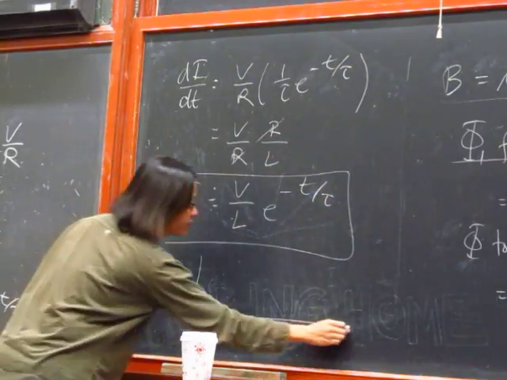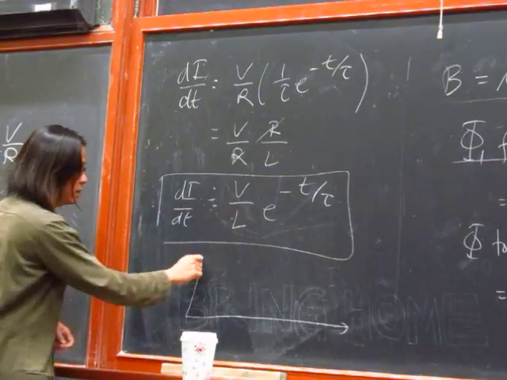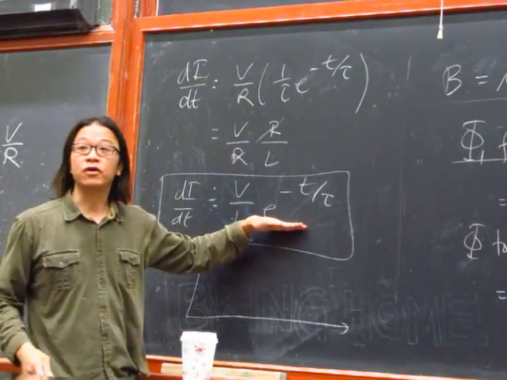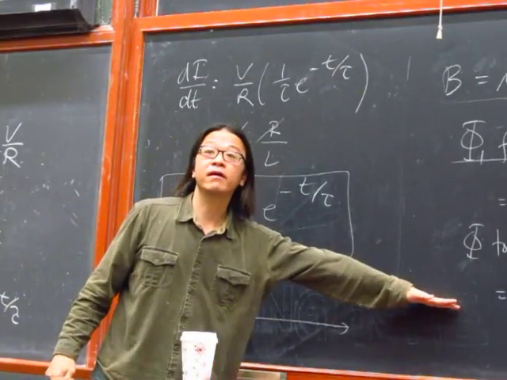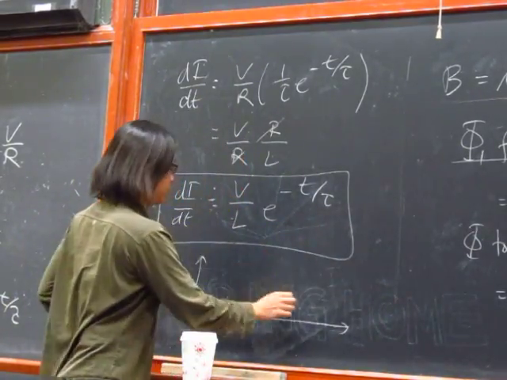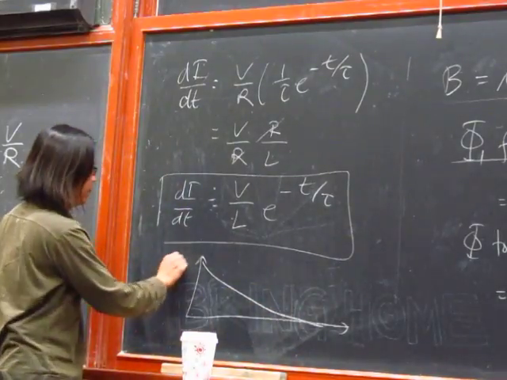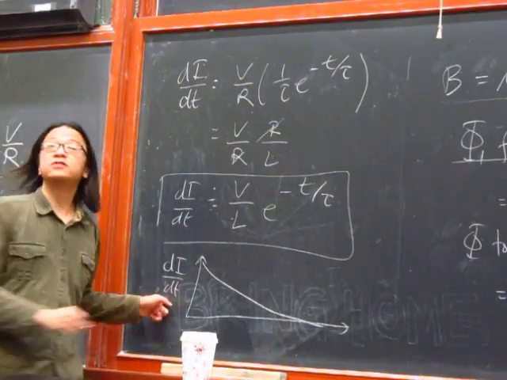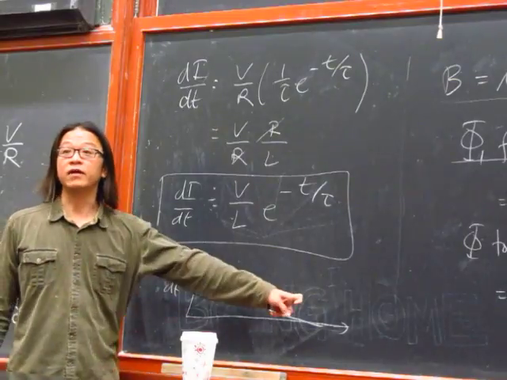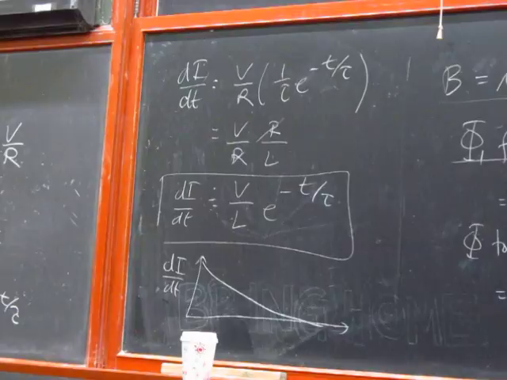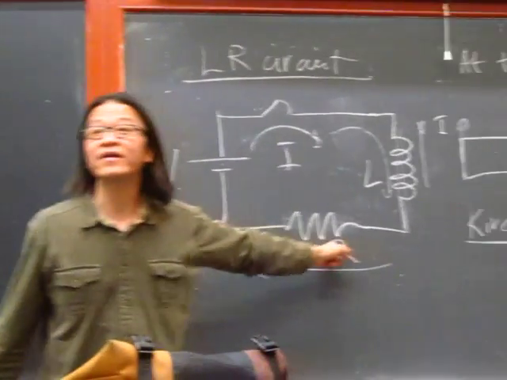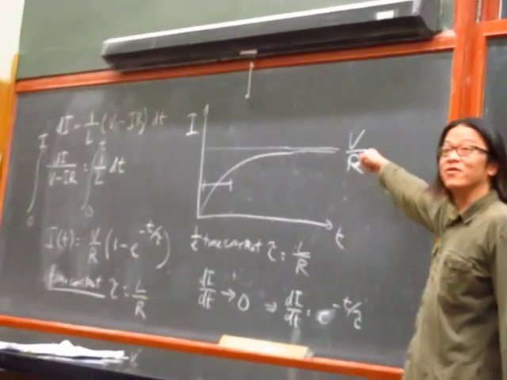So what happened is that the rate of change of the current as a function of time drops exponentially. After a long time, this goes to 0. There is no more change in the current at a long time, and the inductor acts as a short. And when the inductor acts as a short, you know that the current is just V over R.